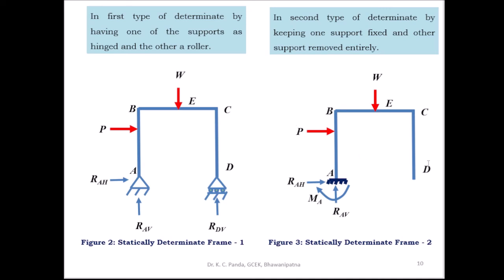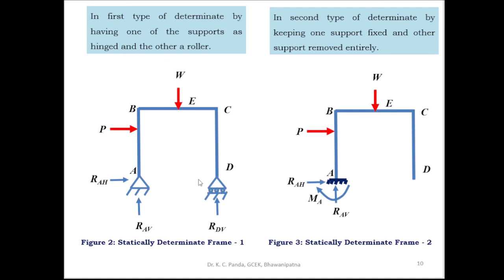Similarly, this is the second type of determinate structure. Here this end remains fixed as usual, and this end is totally removed from the structure. So here this becomes a cantilever, where one end is fixed and the other end is free. So this also becomes a statically determinate frame, the second type of frame. In the second type, we keep one support fixed and the other support is removed entirely. Both are determinate structures.